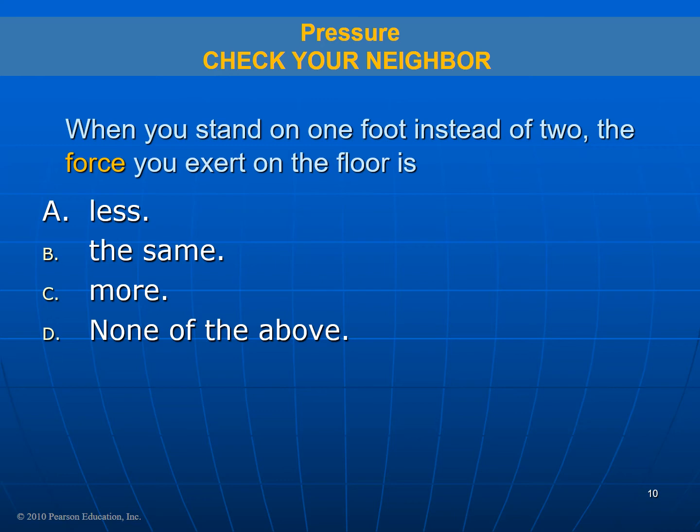Let us think about this example. When you stand on 1 foot instead of 2, the force you exert on the floor, is it less, the same as if you use 2 feet, more, or none of the above? Think about it. The obvious answer is that the force does not depend on the area in this case. So if you stand on 1 foot or 2 feet, you will have the same force acting on the floor.